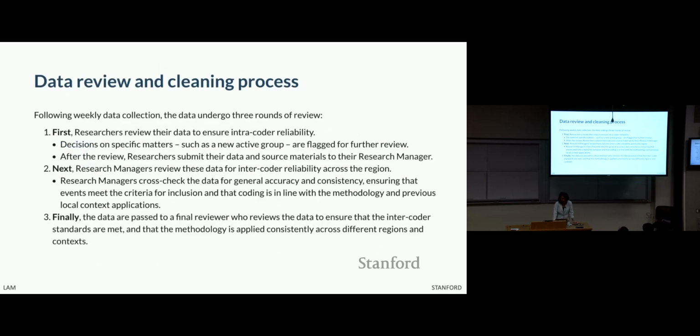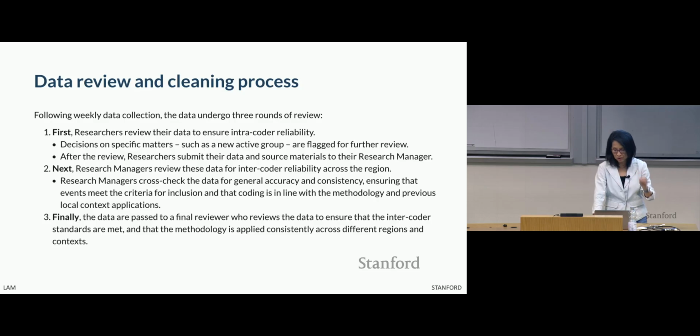On top of that, after they have come up with the review, we actually have come up with the first annotations. It's 3 rounds of reviews. This is what it takes. You cannot skip just any one of them. The researchers are reviewing it to ensure intra-coder reliability, and then there are the research managers, and then finally there is a final reviewer who makes sure that the data are correct. So this is a very elaborate process.